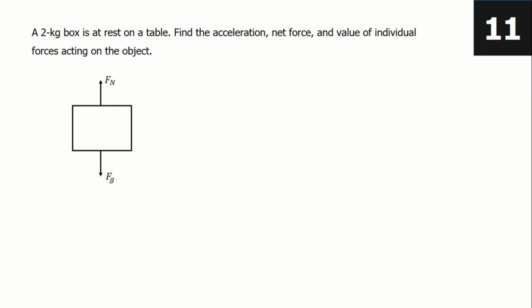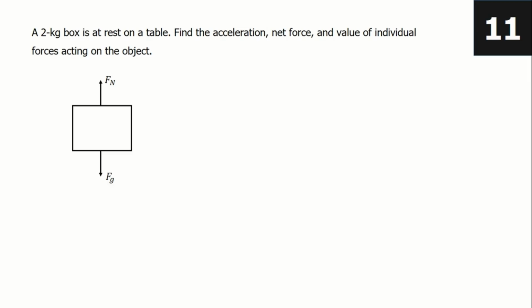Okay, now, so in item 11, you have to find the missing values. We are given a situation here that there is a 2 kilogram box at rest on a table. So I have to find the acceleration, the net force, and the value of the individual forces acting on the object. So we have to draw a free body diagram first, right?